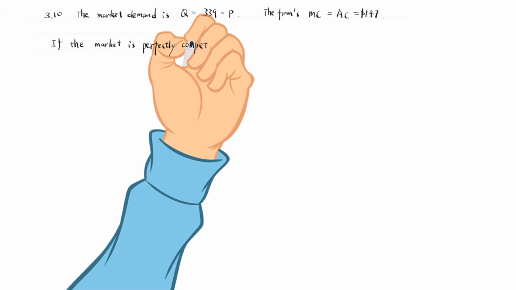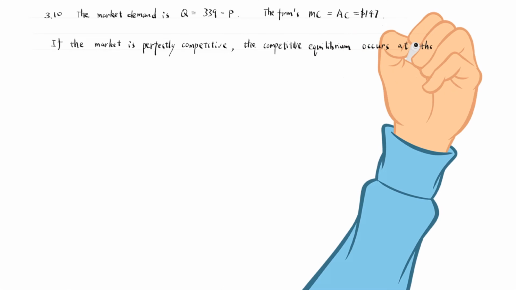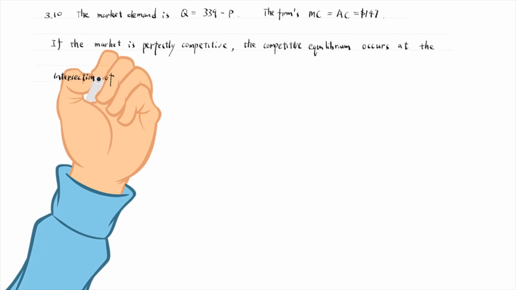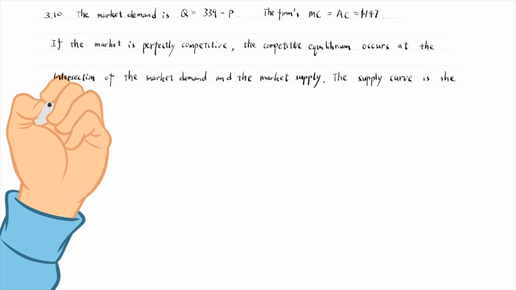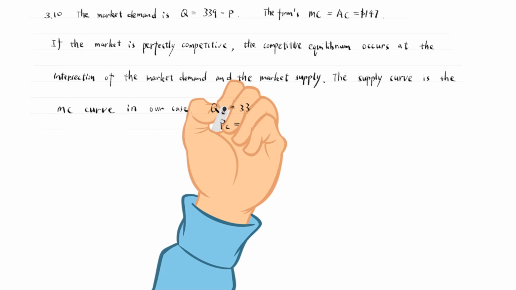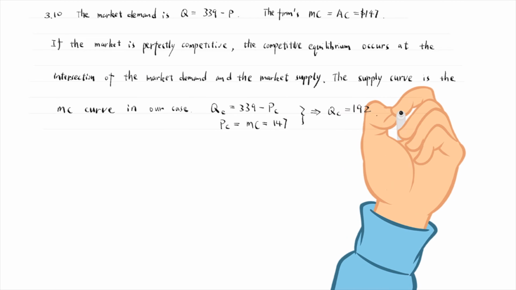If the market is perfectly competitive, the equilibrium occurs at the intersection of the market demand and the market supply. The supply curve is the marginal cost curve in our case. We can obtain the competitive output, 192. If the market is perfectly competitive, the quantity is 192, and the competitive price equals the marginal cost, 147. There is no deadweight loss in the competitive case.